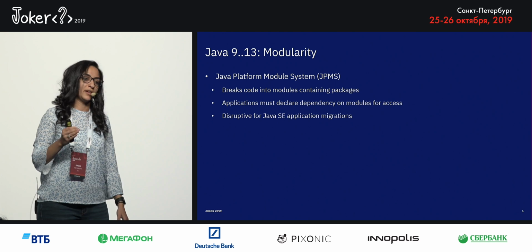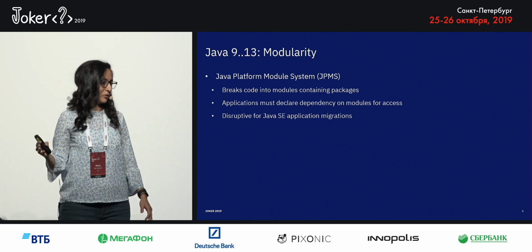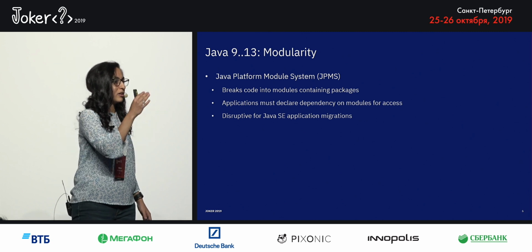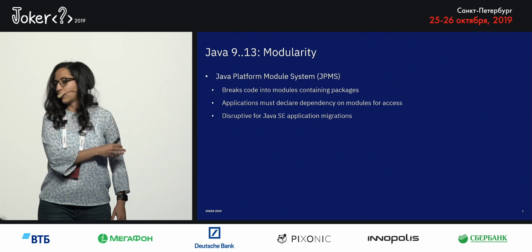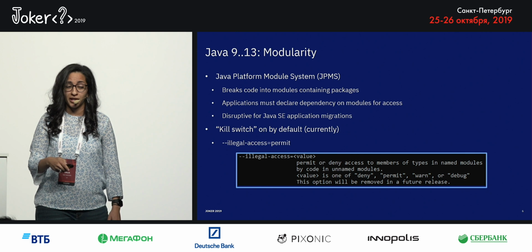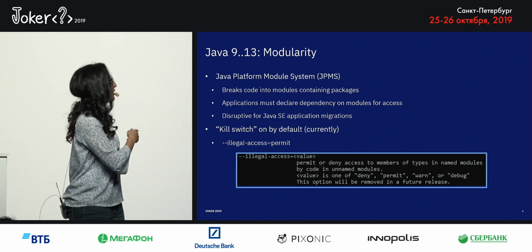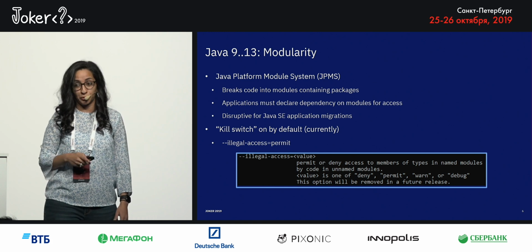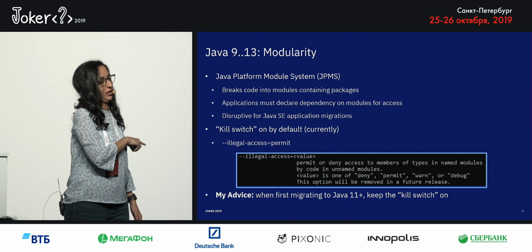Now, the issue is, if you are running on Java 8, you have no concept of modularity. And if modularity is on by default, then when you go to Java 11, things are just going to start breaking. Luckily, there is a kill switch, and the kill switch is on by default, and it's the illegal access property, and it's set to permit. That's on. I advise keep it on.